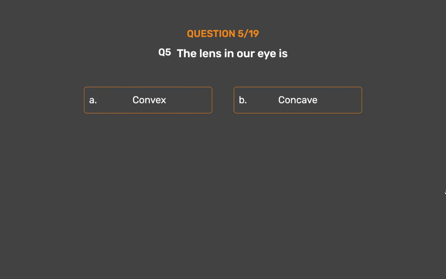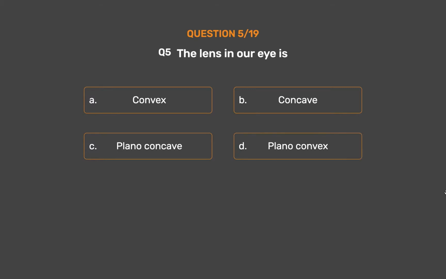Convex. Option B. Concave. Option C. Plano-concave. Option D. Plano-convex. The correct answer is Option A.